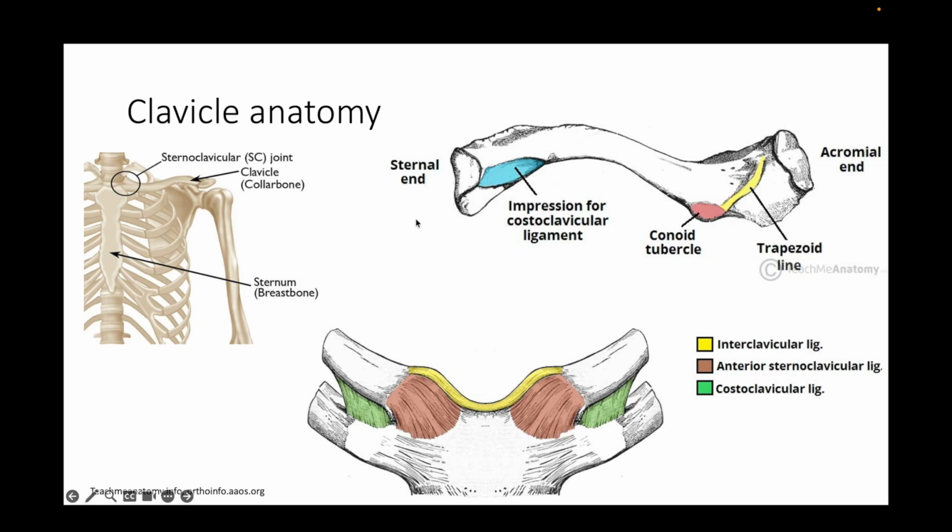The sternal end articulates with the sternum at the sternoclavicular joint, and there are several ligaments here. You probably don't need to know them, but if they're going to ask you one, it'll probably be the costoclavicular ligament, which joins the proximal clavicle and the first rib. Distally, you have the acromial end, which articulates with the acromial process of the scapula at the acromioclavicular joint, which you can partly see here.